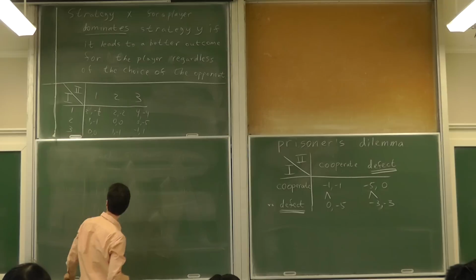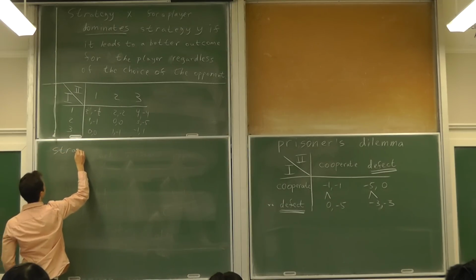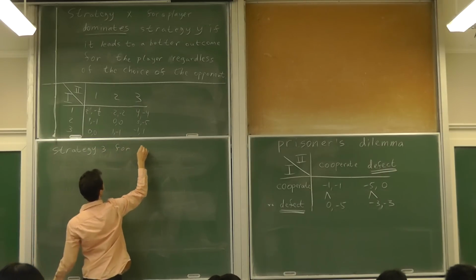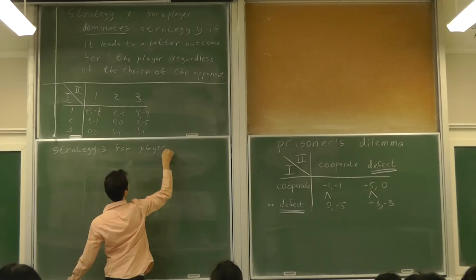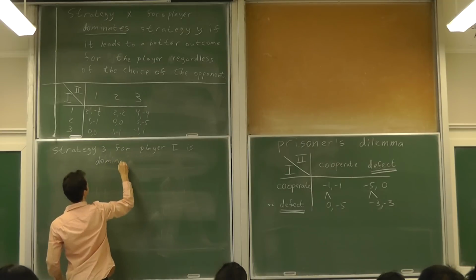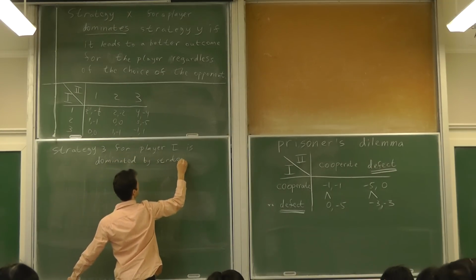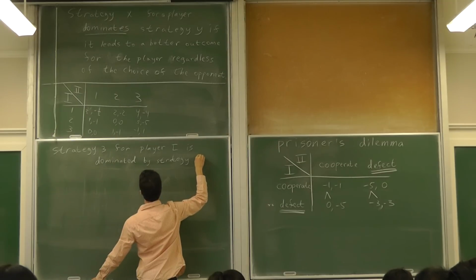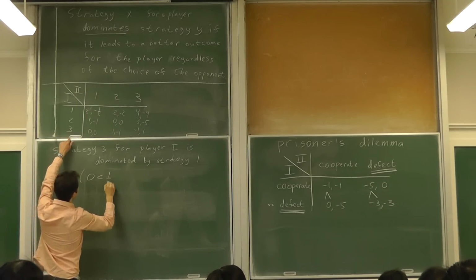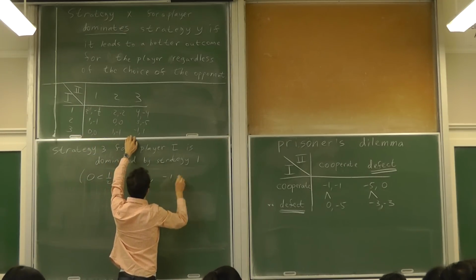Okay, so strategy 3 for player 1 is dominated by strategy 1. And the reason is, well, 0 is smaller than 1/2, 1 is smaller than 2, and -1 is smaller than 4.